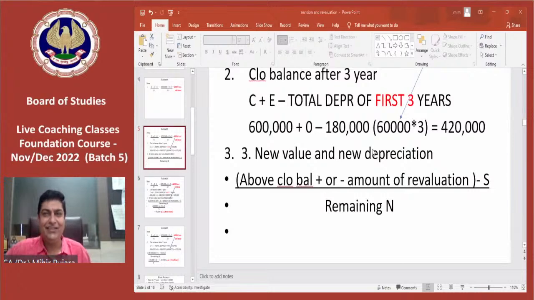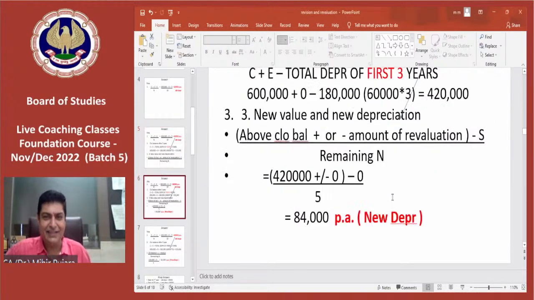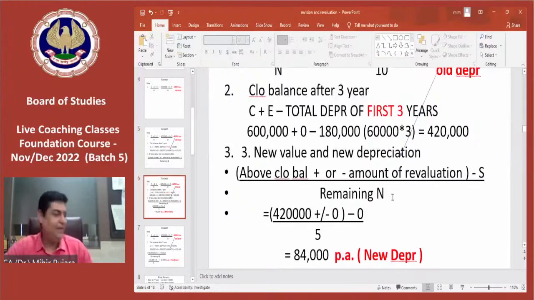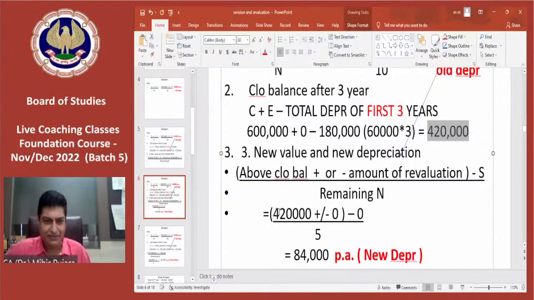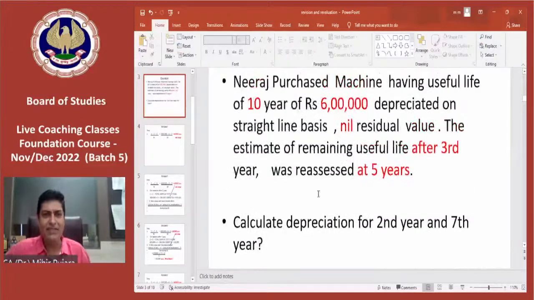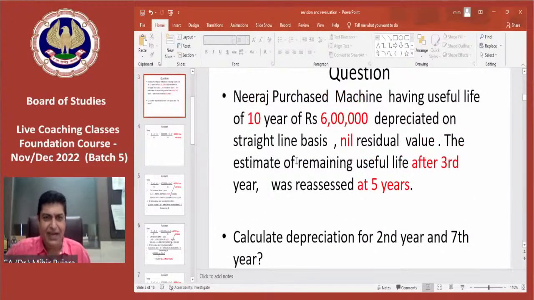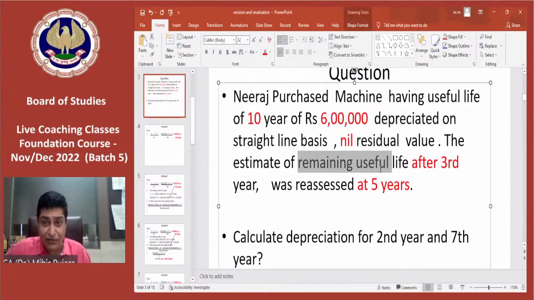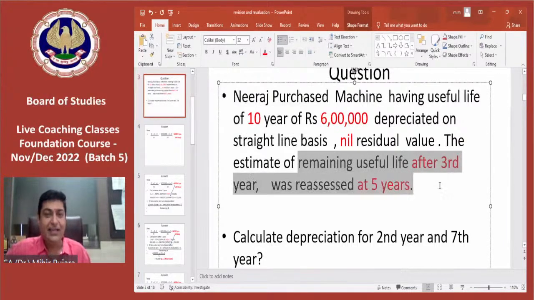So it will be like this, 84,000. Now, naturally, see this 420 we are not changing. It will remain the same. How is this 5 years? It is already mentioned in the question. The estimated remaining useful life after 3 years is 5 years.